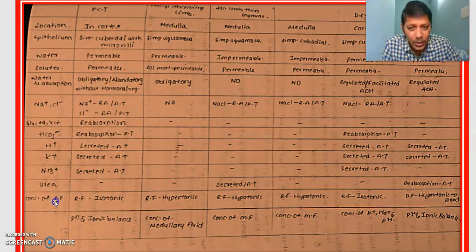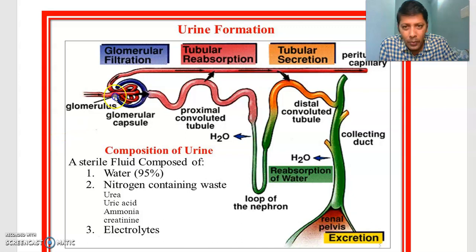Next, concentration of the renal filtrate. The concentration of the renal filtrate is isotonic to our blood plasma. Our blood plasma osmolarity, what is that? I told you earlier, it is around 300 milliosmoles per liter. When the glomerular filtrate comes to PCT, the filtrate osmolarity is 300. That means it is equal to our blood plasma osmolarity, that means it is the same, isotonic.